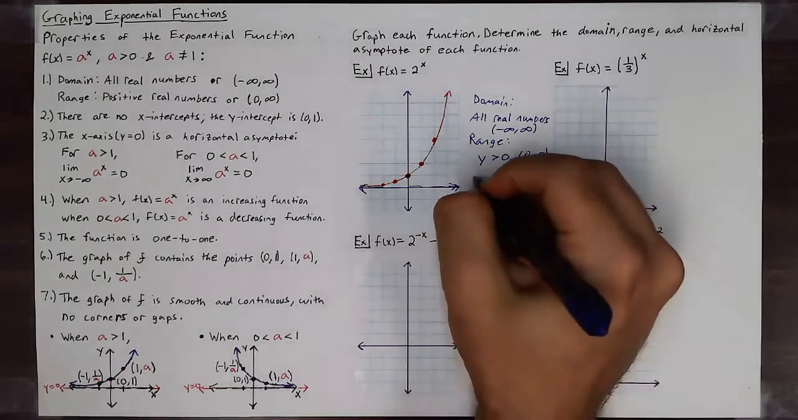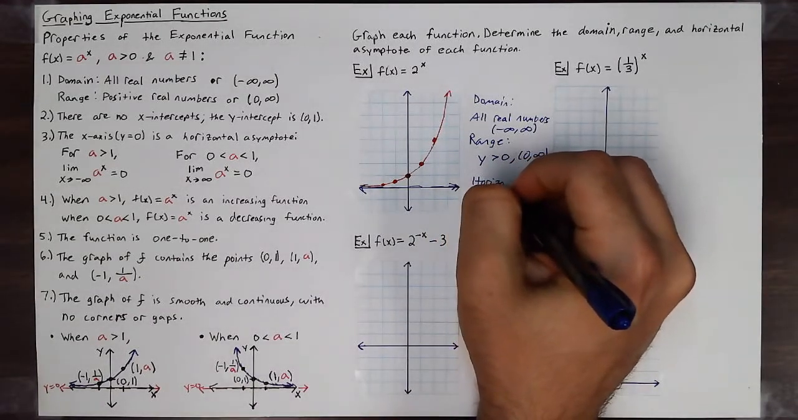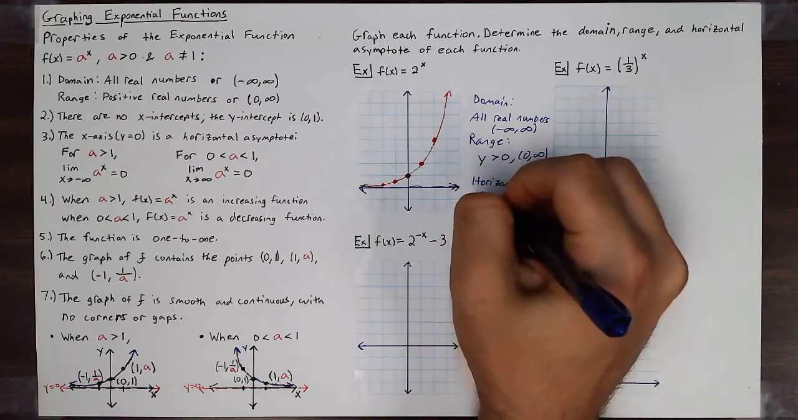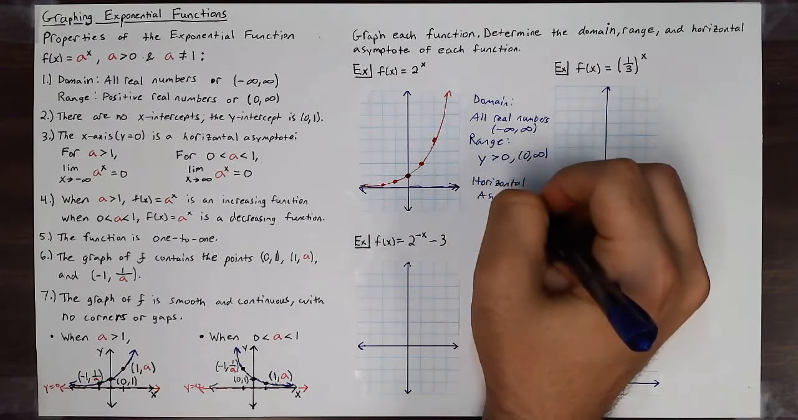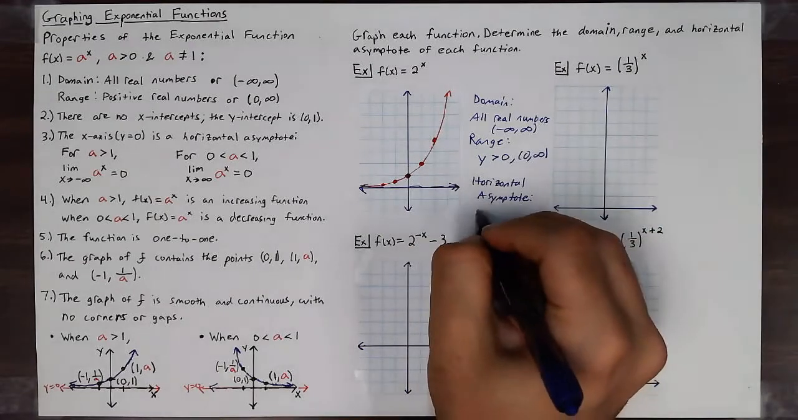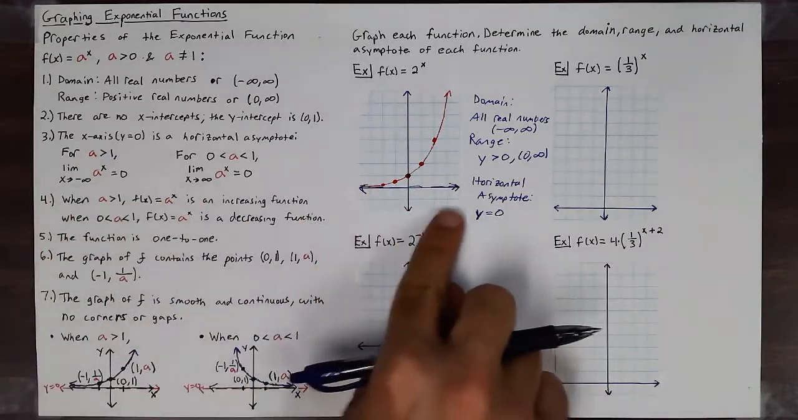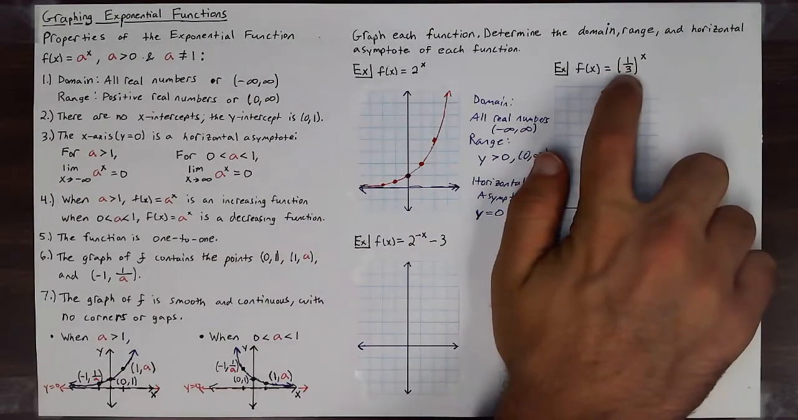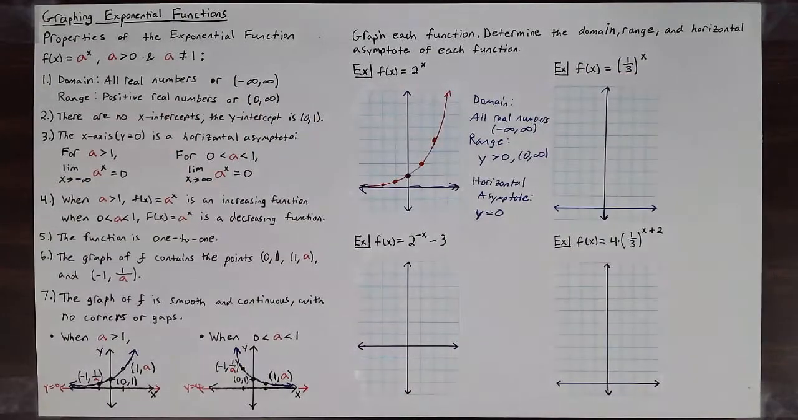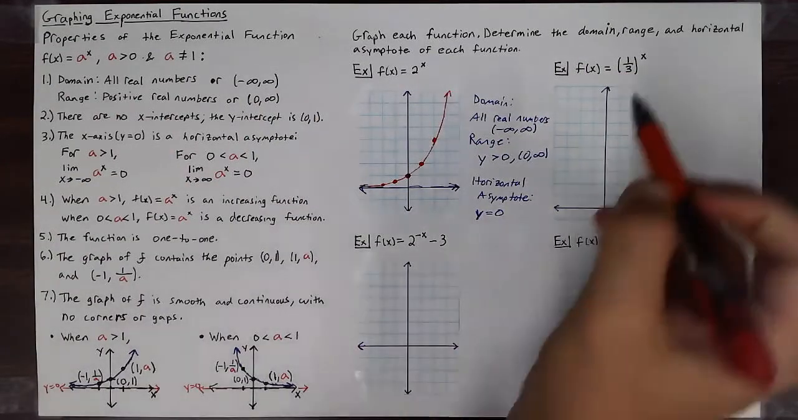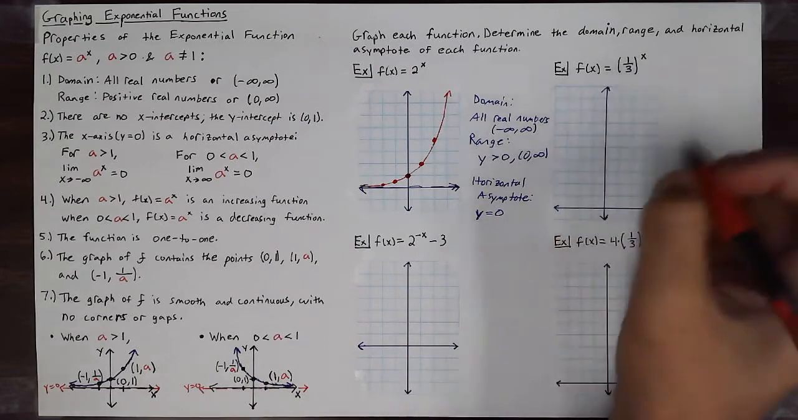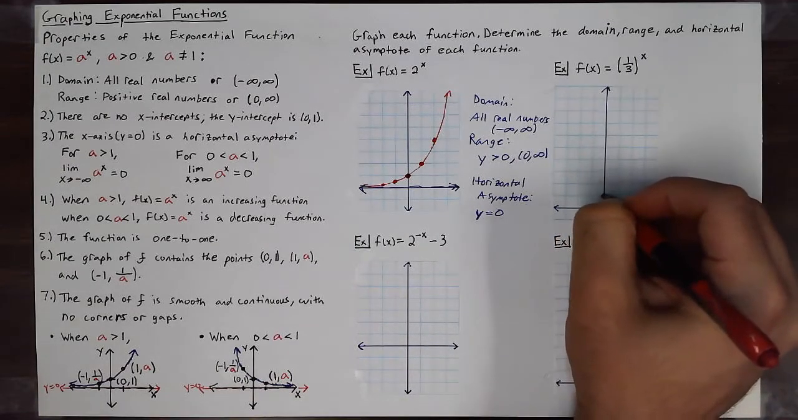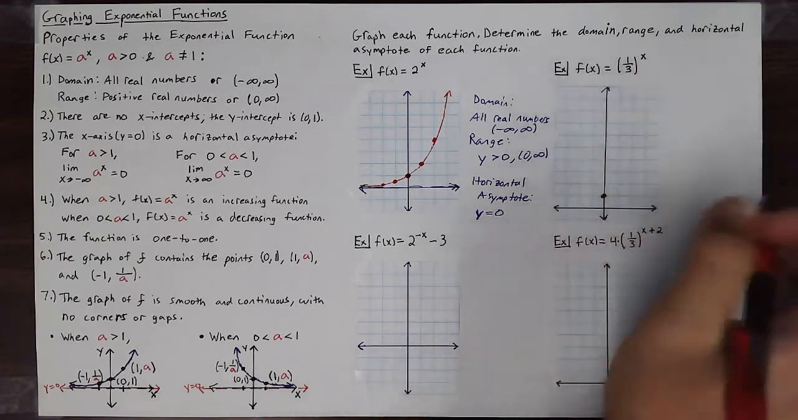Now, lastly, the horizontal asymptote. It's going to be y equals 0, because it starts to flatten out at that value. So that's what I'll put as my horizontal asymptote. Now let's graph a number whenever a is less than 1, but still positive. What happens there? Well, if I plug in 0 for x, 1/3 to the 0 power is still 1. And if I plug in 1, 1/3 to the 1 power is 1/3.